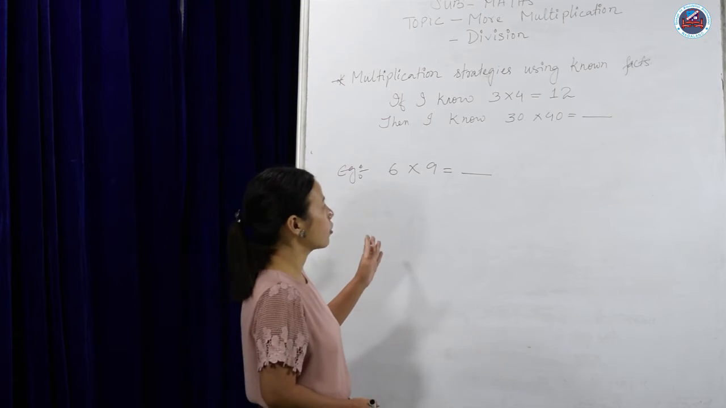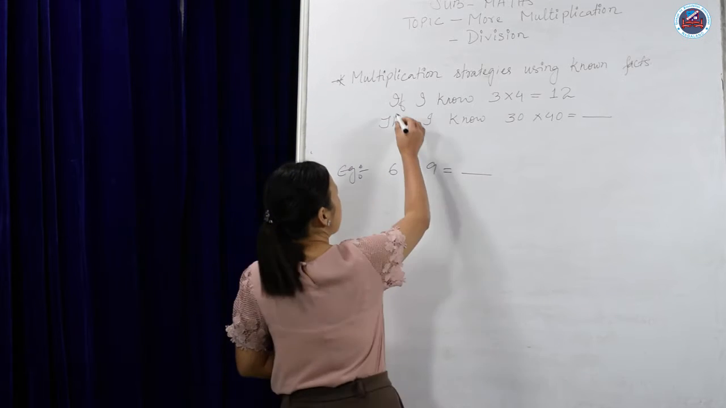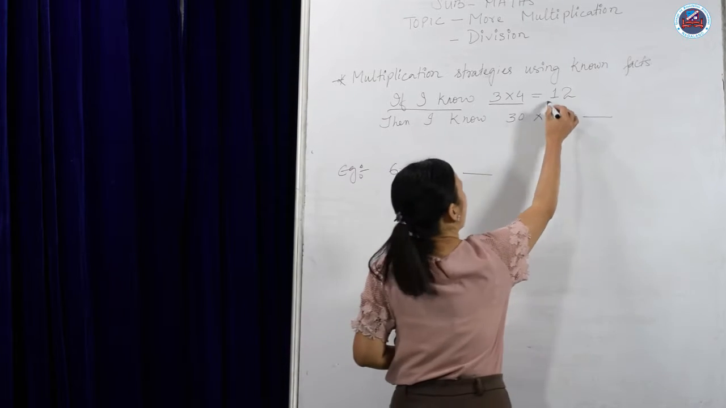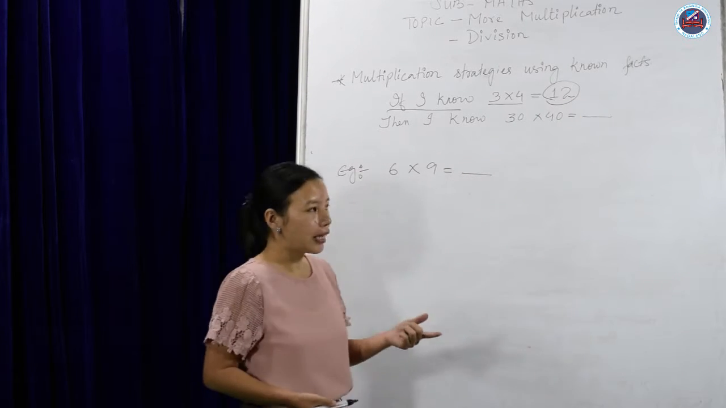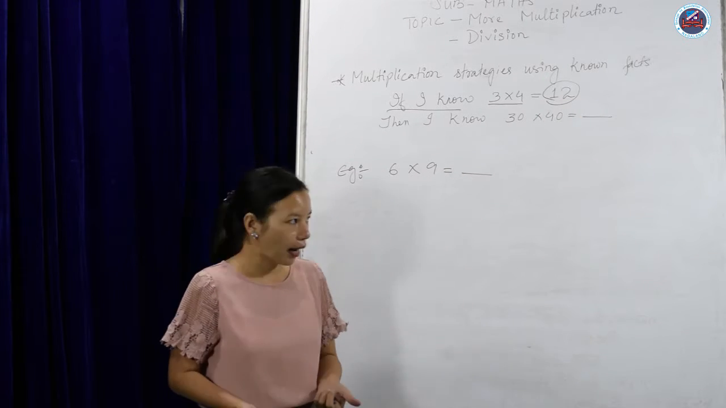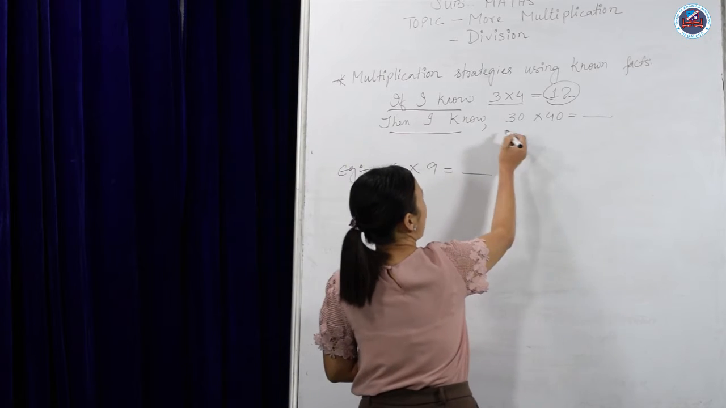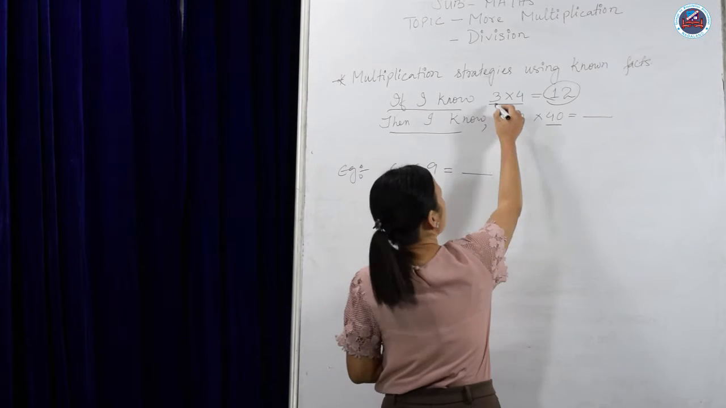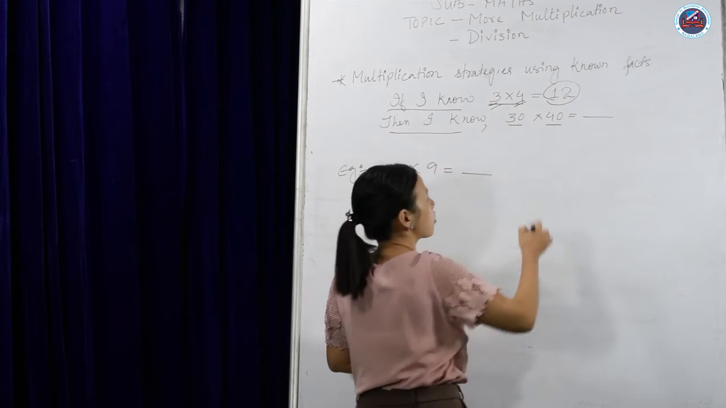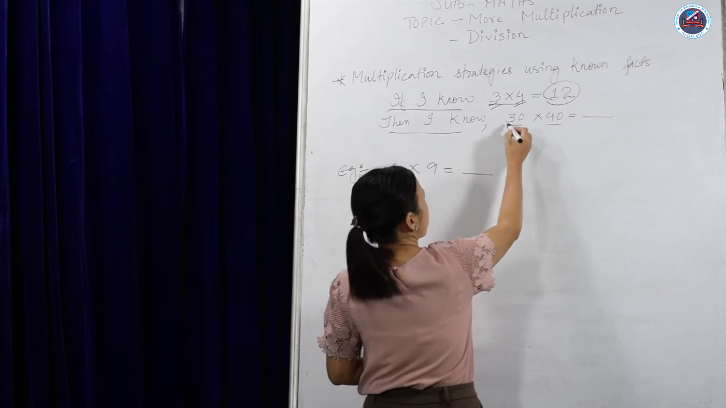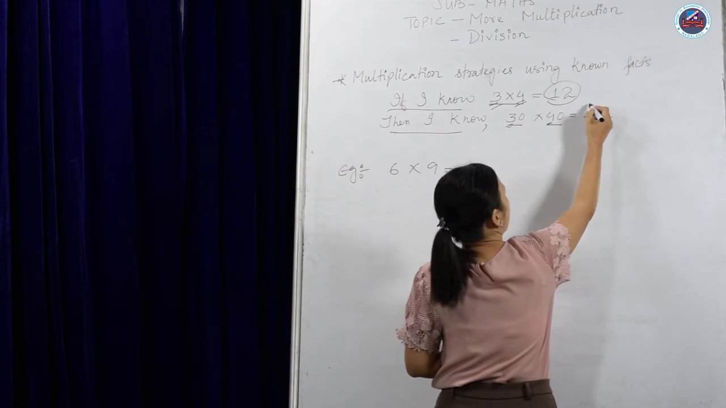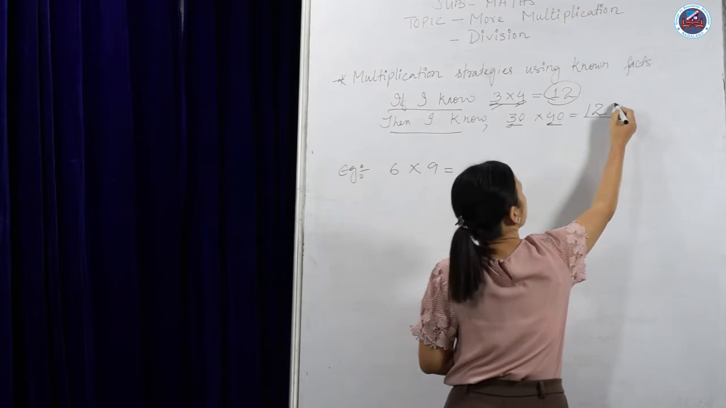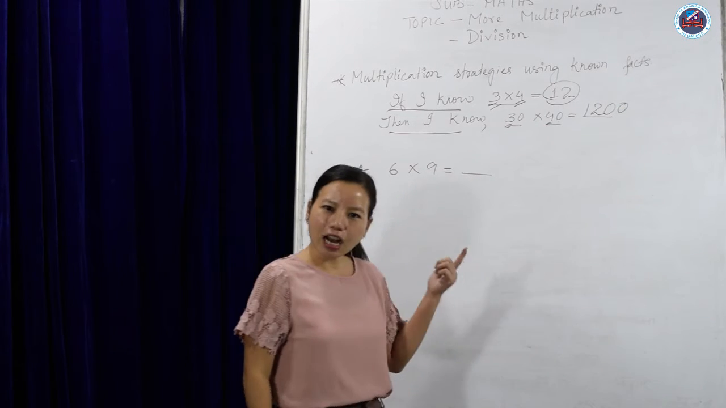For example, suppose I know 3 times 4 is 12. Then I know that 30 times 40 will be how much? I know that 3 times 4 is 12, so I have 3 and 4 here, so I write 12. And then here I have 2 zeros, so I write 2 zeros. So that's how we find it.